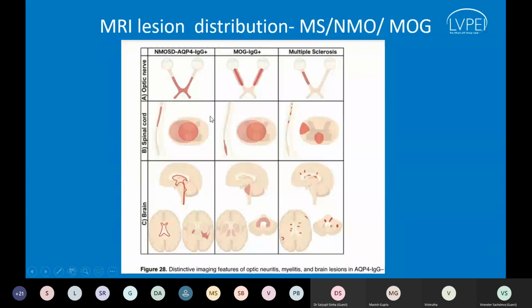This is a very important picture which shows classical differences between three important diseases: MS, NMO, and MOG. In MS, we see that there is optic nerve involvement in one side only. The spinal cord involvement is short segments, and they are involving the lateral and the anterior horns of the spinal cord, and there are multiple white matter lesions, which are in the subcortical area, periventricular area. There can be white matter involvement in the cerebellum.